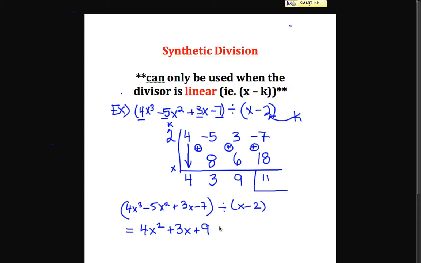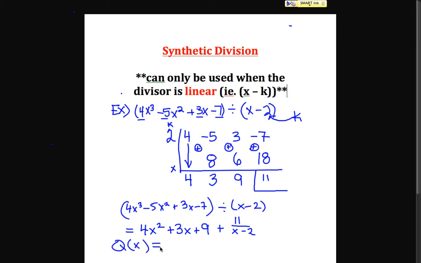And if you remember how we write our remainders, we say that what that would really be is 11 divided by x minus 2, if we could do that. Another way I could say that is I could use just this to make it easier.